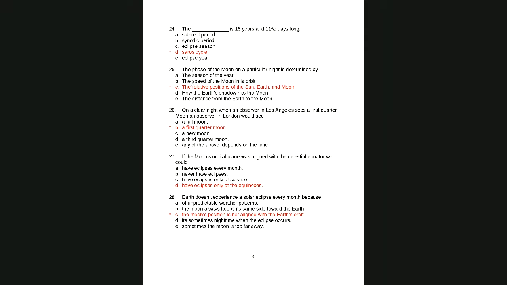25. The phase of the moon on a particular night is determined by the relative position of the sun, earth, and the moon. 26. On a clear night, when an observer in Los Angeles sees a first quarter moon, an observer in London would see the first quarter moon. It's the same for everyone on the earth. 27.